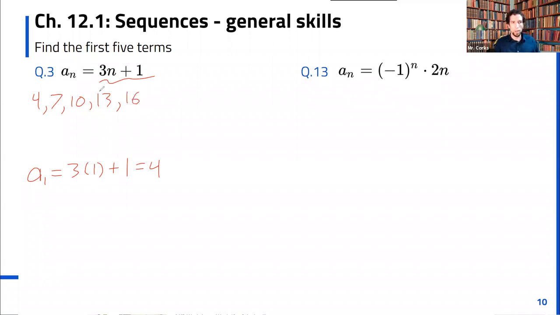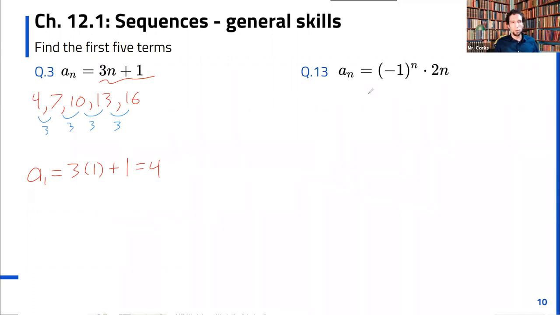What is the difference between each of these terms? 3. So 3, 3, 3, 3. So this is an arithmetic sequence. We don't need to know that to be able to write out the first 5 terms like this, but we can notice it's a common difference between all the terms. So it does turn out to be an arithmetic sequence.